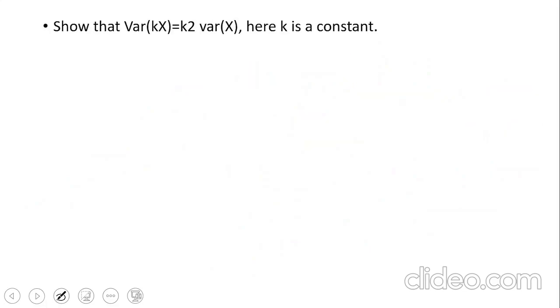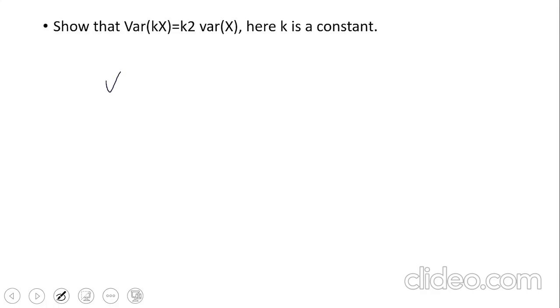Next, show that variance of kX is equal to k squared into variance of X. Here we can expect one property may be asked, like variance of k is equal to 0, variance of aX is equal to something. We can't say which property we will get. Sometimes they may ask this type of property as a 1 mark question. Normally they won't ask, but they may ask it as one of the properties to prove. So variance of kX is equal to k squared into variance of X.